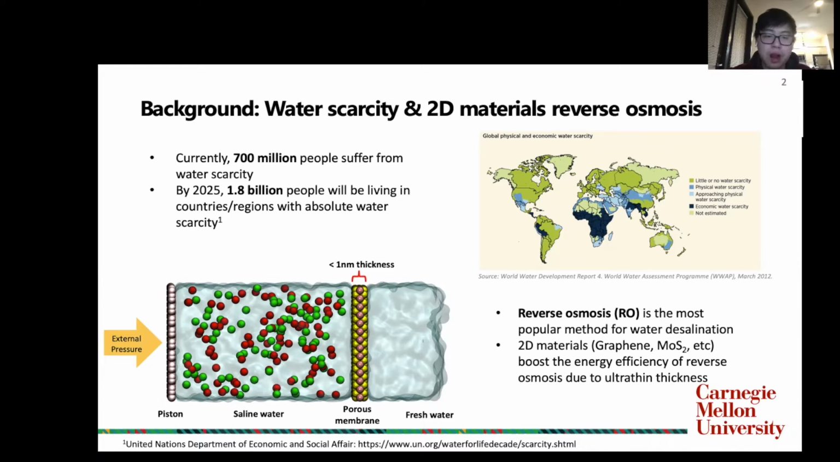Although reverse osmosis (RO) desalination is very popular, there is a problem associated with traditional RO, which is the high energy consumption. During the past decade, researchers have found that 2D material membranes, such as graphene or MoS2, are very promising candidates for RO water desalination. The reason is that they usually have an ultra-thin thickness of less than 1 nanometer, which significantly reduces the friction experienced by the water molecules when transporting through the nanopore. Therefore, 2D materials have the potential to boost the energy efficiency of traditional RO water desalination.